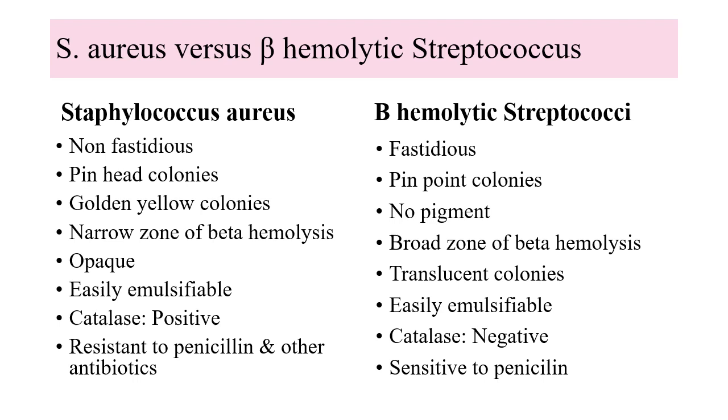So how do you distinguish between staph and strep? A quick slide. You already know staph, so I'll just go over strep. We read out beta hemolytic. Beta hemolytic strep is fastidious, has pinpoint colonies as against staph, which has pinhead colonies. It is not pigmented. It has a much broader zone of beta hemolysis than staph. The colonies are translucent. It is easily emulsifiable. It is catalase negative. And the important thing here is that it is sensitive to penicillin. It retains sensitivity to penicillin as against Staphylococcus aureus, which you know has developed resistance to many of the penicillin group of drugs.